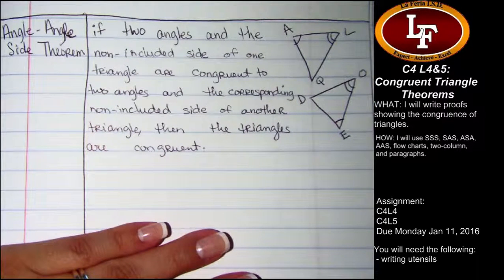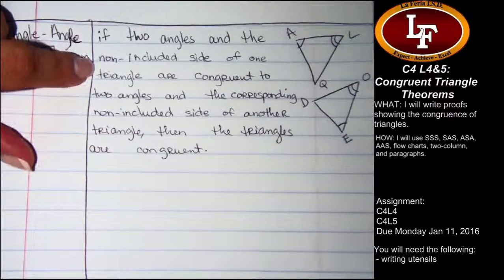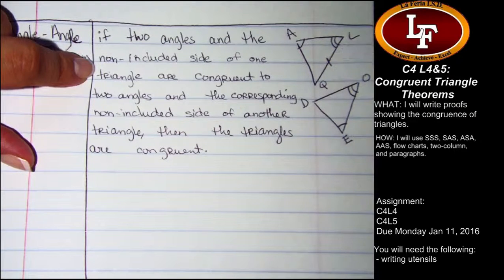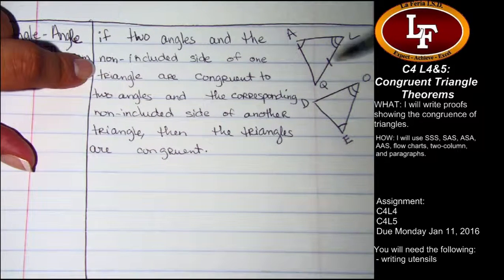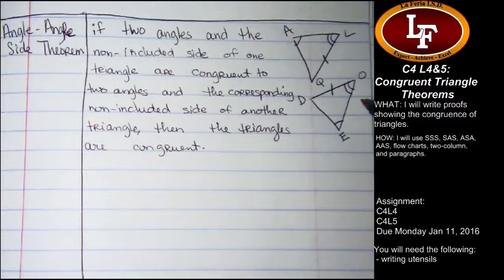So then we have our two angles. Now notice that the first one is the non-included side. It's not this one between the angles. It's any one of the others. But because on this one we've selected the side that is touching the two marked angles, we must select the non-included side that also touches the two marked angles, because it has to correspond.